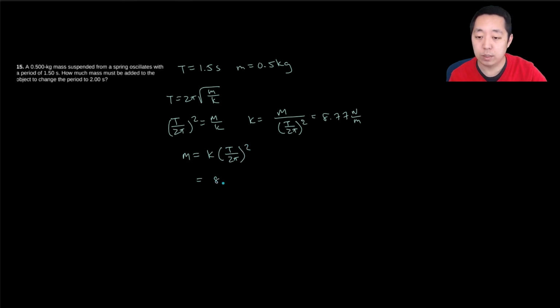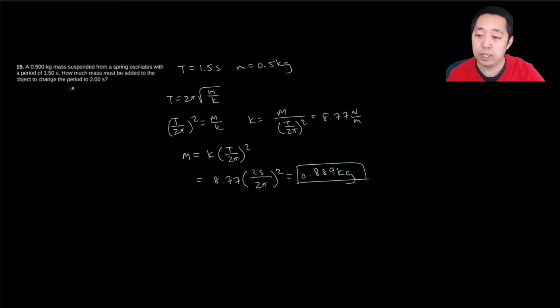So that's equal to 8.77 times the period, 2 seconds now, over 2 pi, squared. I get 0.889 kilograms.